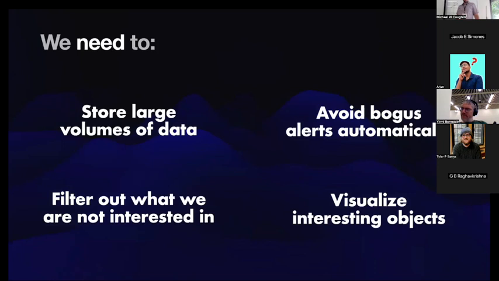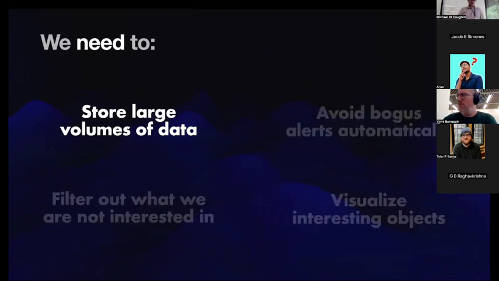And so, to manage this, we need to be able to store large volumes of data. We need to figure out how to deal with the bogus alerts. We have to also filter out those objects for which we are not interested, and then visualize interesting objects, right? So this is, I would say, the job of these brokering and marshalling systems, right? It's their job to help you see the objects, figure out what you care about.